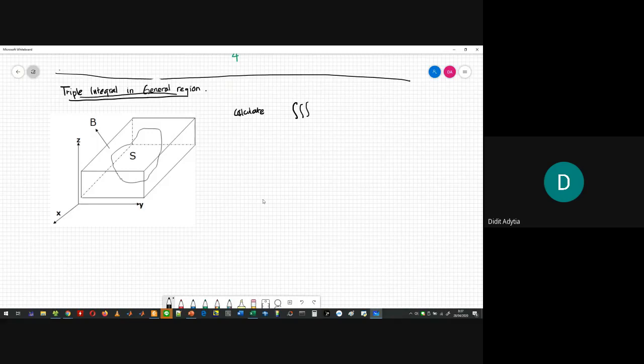Now we consider this one over S of the function f x y z and then dV. Okay, where S is bounded, close bounded 3D shape, just as you see in the left hand side. Okay, this is S, the 3D shape in box B. Sorry, box B.